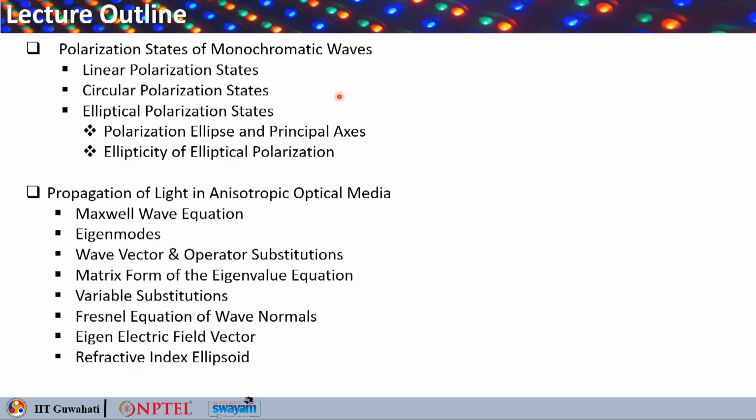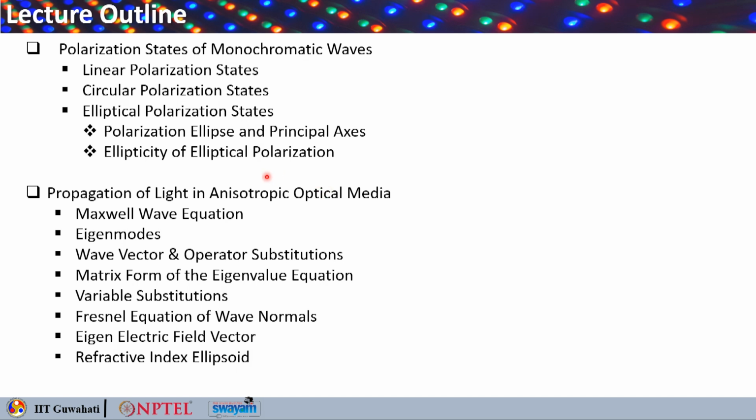So here is the detailed outline of this lecture. In the polarization states of monochromatic waves, we will discuss the linear polarization states, circular and elliptical polarization. We will discuss the polarization ellipse and the principal axis, also the ellipticity of elliptical polarization.